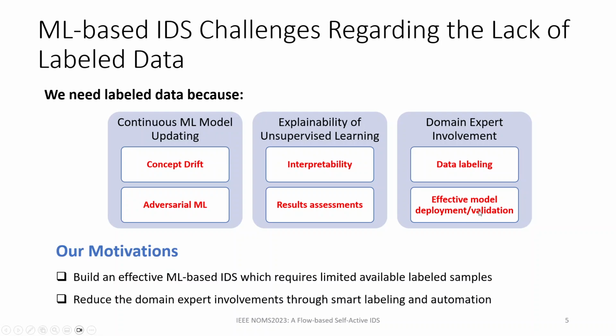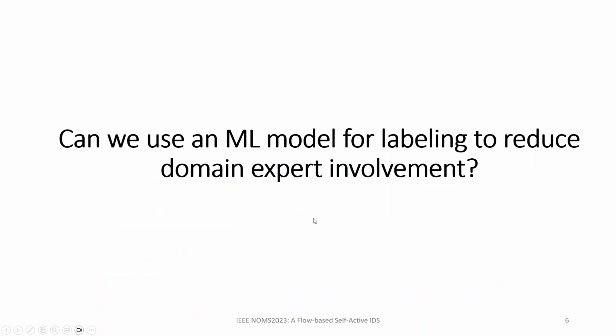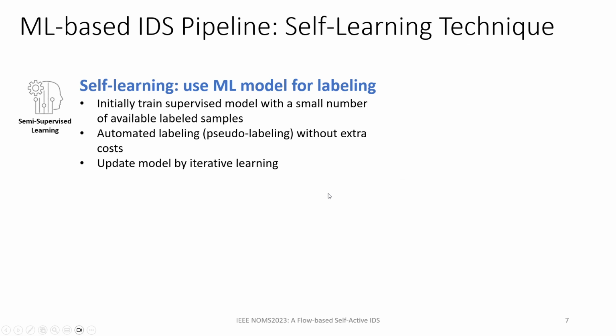for effective model deployment and validation. Those challenges actually motivated us to propose and build an effective ML-based IDS which required limited available label samples, and it reduced the domain expert involvement through smart labeling and automation. So the question is, can we use an ML model for labeling to reduce domain expert involvement? The answer is yes. We can use semi-supervised learning, which has some different techniques, and one of them is self-learning, where we use an ML model for labeling.